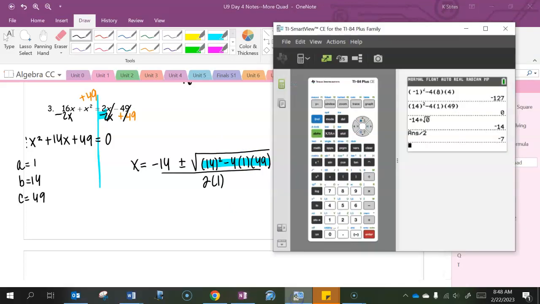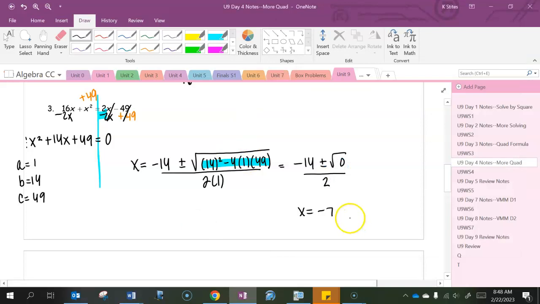Okay, and now I'm going to type it in again with the minus. And notice you get negative 7 again, and that's because square root of 0 is just 0. So really this part is gone, and it's just negative 14 divided by 2 is negative 7. This only has one solution, and this means our parabola just hits our x-axis one time right over here at negative 7.